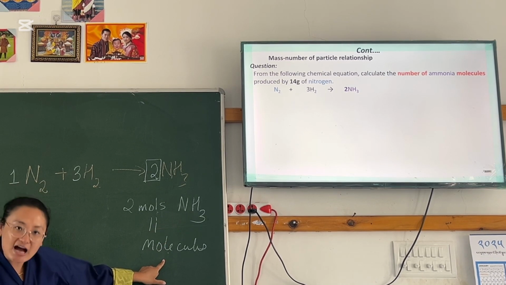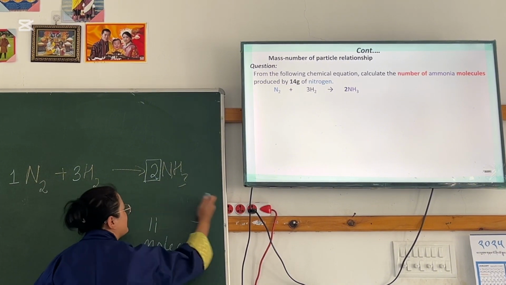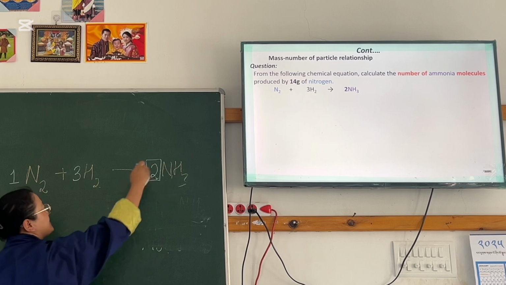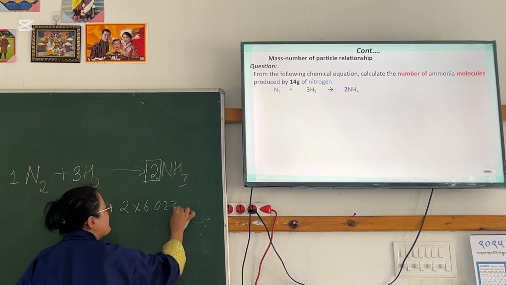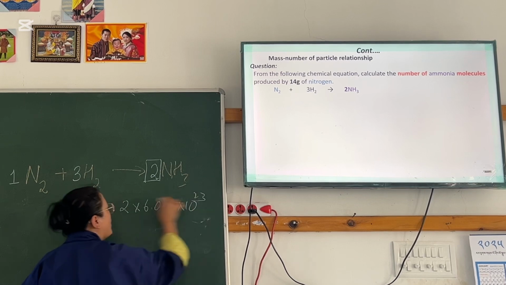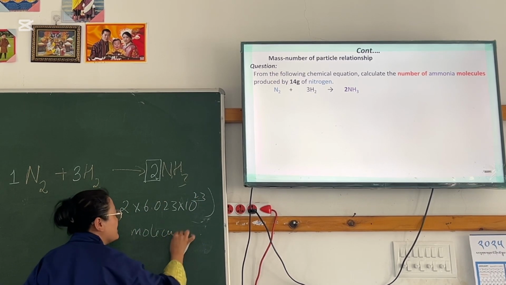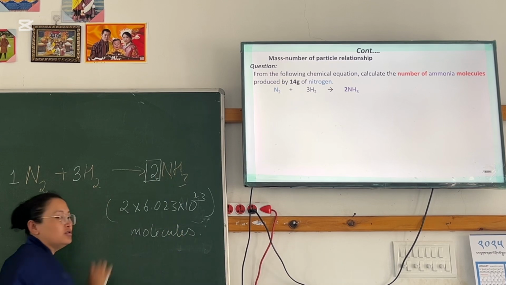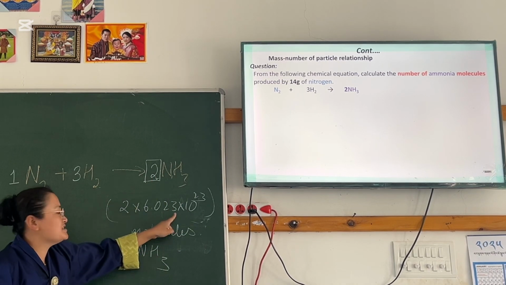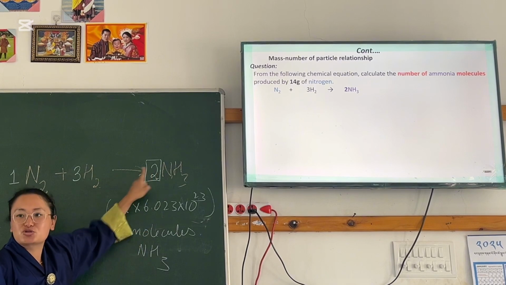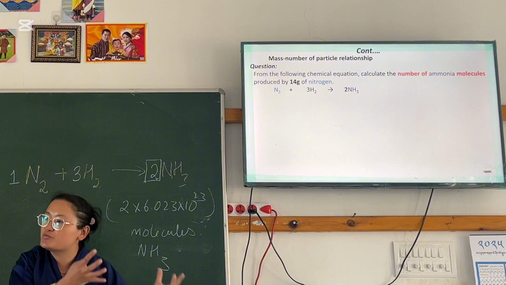Which means if you have 1 mole, how many molecules of ammonia will you have? Avogadro's number. So 2 moles means how many ammonia molecules are produced in this chemical equation. 2 moles means 2 into Avogadro's number. We have converted 2 moles to molecules of ammonia. So 1 mole means Avogadro's number. You have 2 moles, 2 into Avogadro's number. This many molecules of ammonia has been produced here.